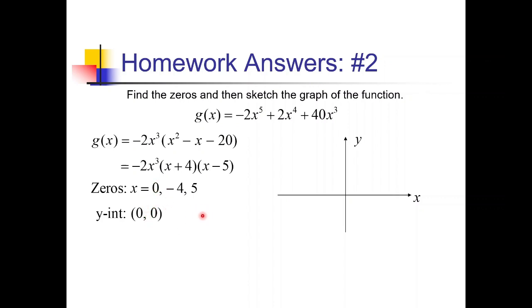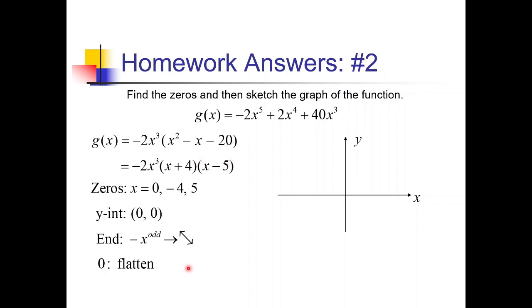We'll just keep going. The end behavior, we start with a negative 2x to the fifth for our lead term. That's a negative x to an odd power. That's going to be a down line. And then for the root behavior, the 0, the negative 4, and the 5 are all coming from odd powers. We have third power, first power, first power.